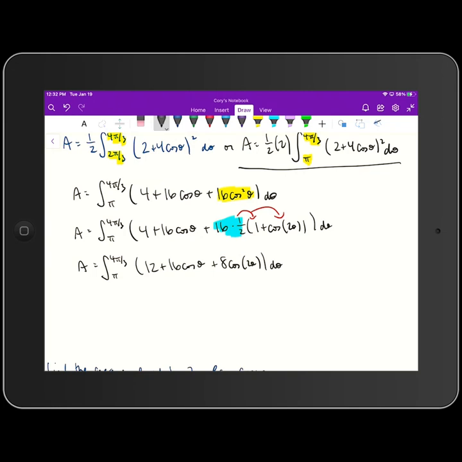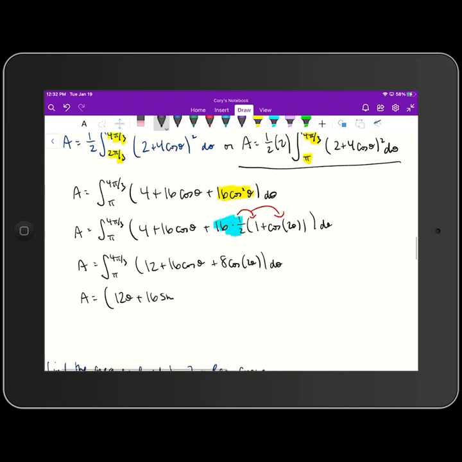Okay, so let's go ahead and take the antiderivative here. So A is going to be equal to the integral of 12 is 12 theta, plus the integral of 16 cosine of theta is going to be 16 times the sine of theta, plus the integral of 8 times the cosine of 2 theta will be 8 sine of 2 theta divided by 2, which is going to become 4 times the sine of 2 theta. And then we're going to evaluate that at 4 pi over 3 and at pi.